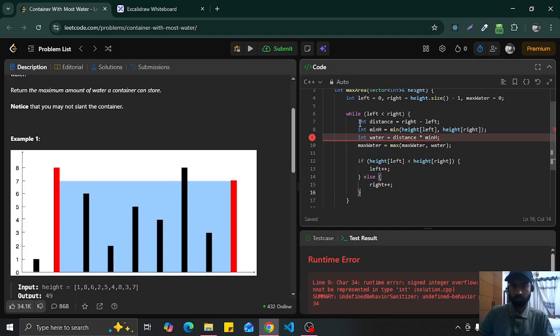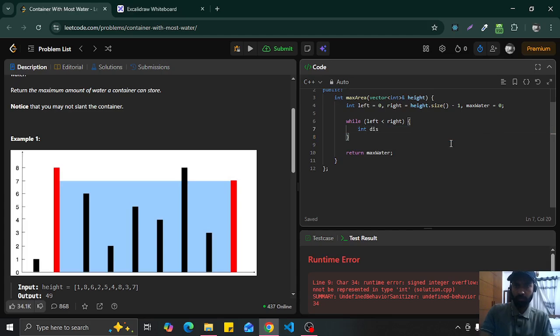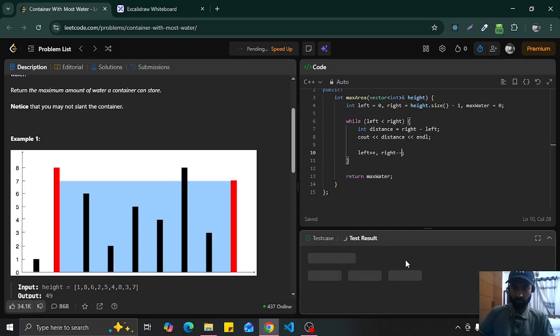I don't see any problem here. Okay, let's go through this step by step. So int distance equal right minus left. Distance, left plus plus, right minus minus. Let's see if we are getting the distance. Okay, we are getting the distance.